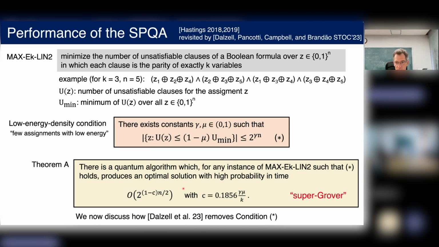Okay, so now I will move to the next one. I will discuss the main contribution of this more recent paper, which is removing this condition. This condition is a bit annoying because it says something extremely interesting, but for instances satisfying a condition. And we're not really sure if there exist such interesting cases satisfying this condition. So we would like to remove such a condition, and it is actually possible.